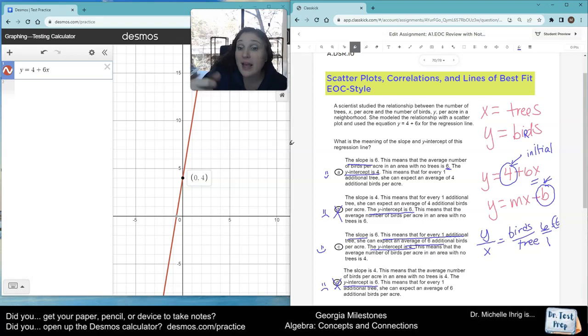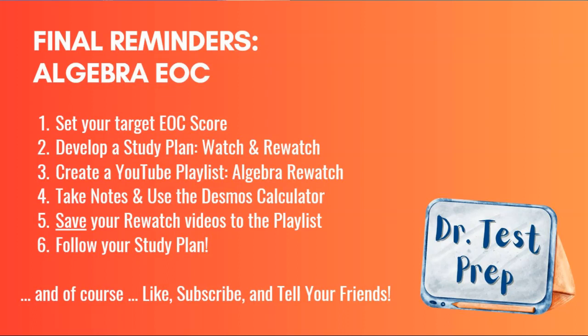Even though letter A has the slope and the y-intercept in the correct places, it doesn't adequately describe what it means. The y-intercept is how many birds there are when there are no trees, because that's what it is. Remember, x stands for trees, so no trees means y is 4 birds. So choice C is the correct answer.